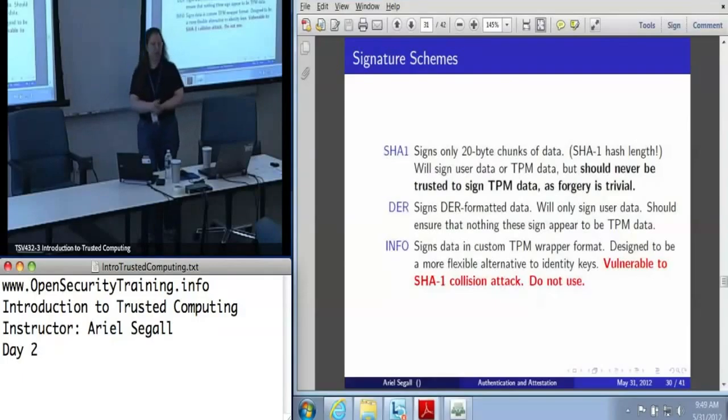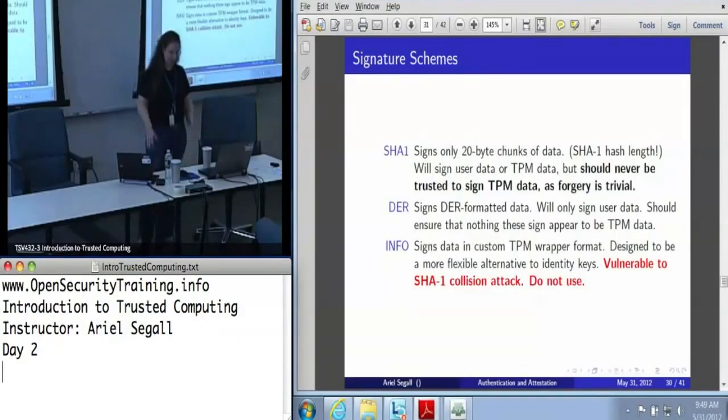SHA-1 keys will sign 20-byte chunks of data, which is, say, the length of a SHA-1 hash. This can be user data or TPM data, but since there's no way to distinguish the user data from the TPM data, this means that you can use a SHA-1 key to trivially forge TPM data if you're willing to trust a SHA-1 key with TPM data in the first place. Don't do that. That's a bad idea. Forgery is trivial. You can't trust anything coming out of one of these keys because they will sign any 20-byte hash you give them, and we can't tell if that 20-byte hash was generated by the TPM or generated by the user. Never, ever, ever trust a SHA-1 key with TPM data.